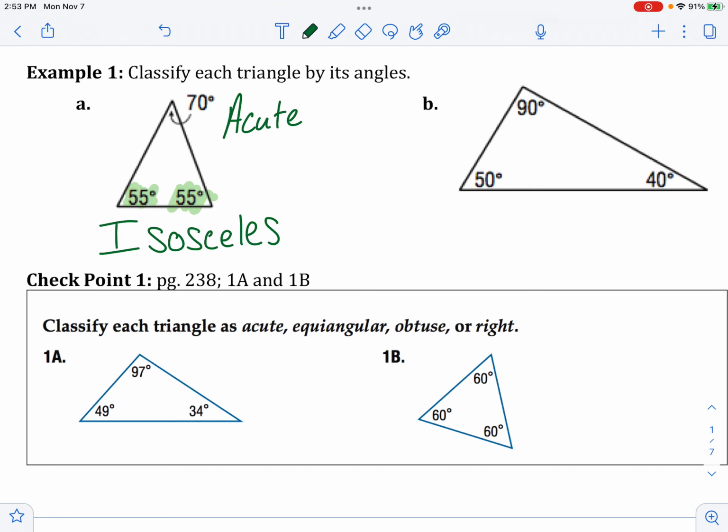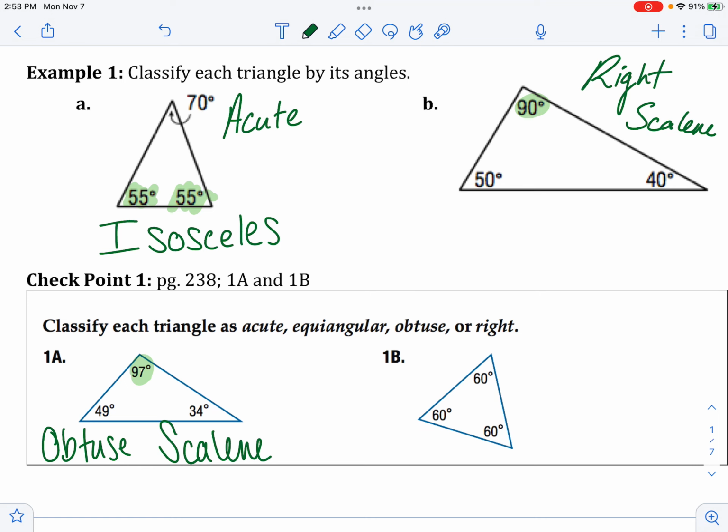All right, could you please pause the video, try B and then 1A and 1B for checkpoint 1, and then unpause and check your work. Okay, for B, that is a right triangle, and I have three different numbers. None of my numbers are the same, so that must be a scalene triangle. On 1A, I have one obtuse angle, and all of my angles are different, so that must be a scalene triangle.